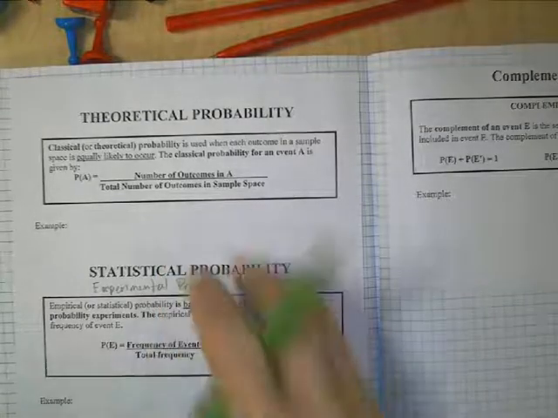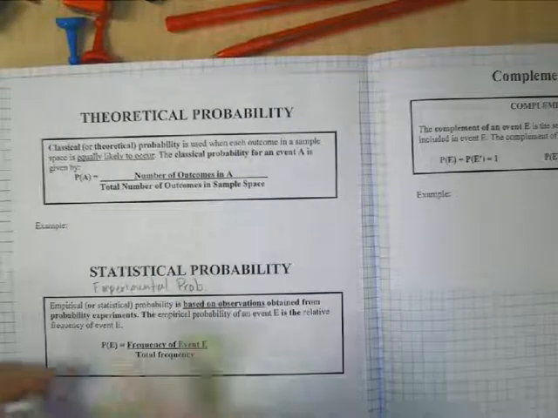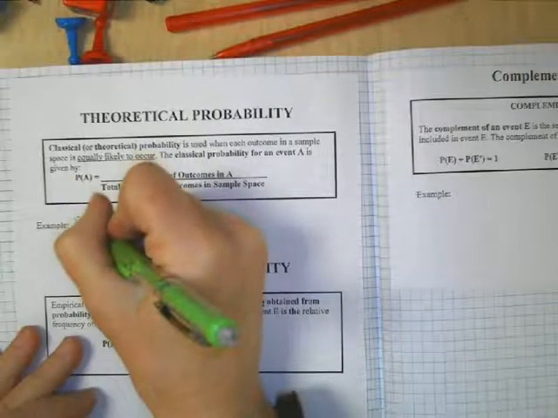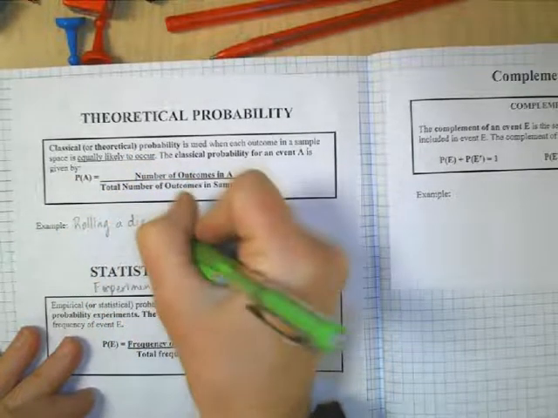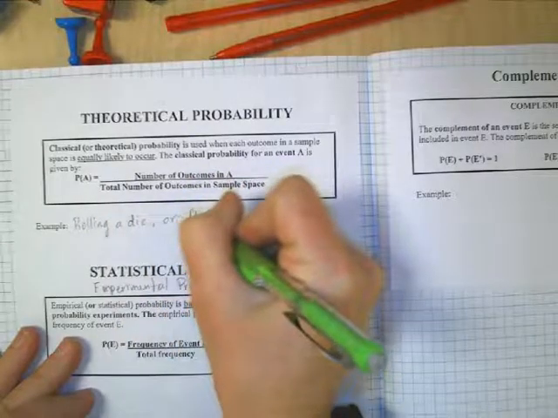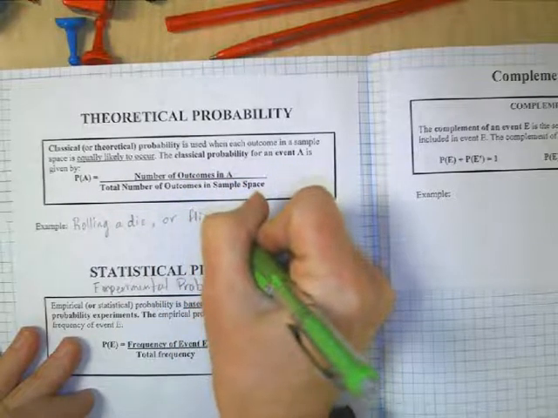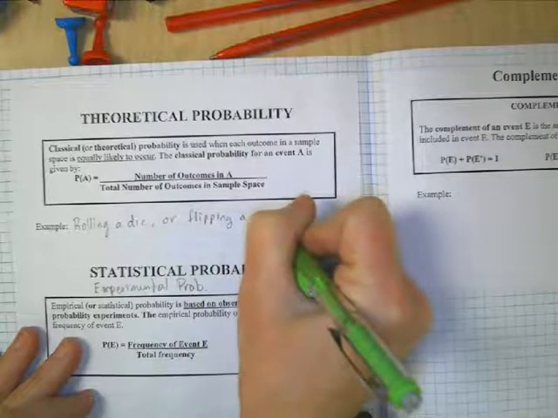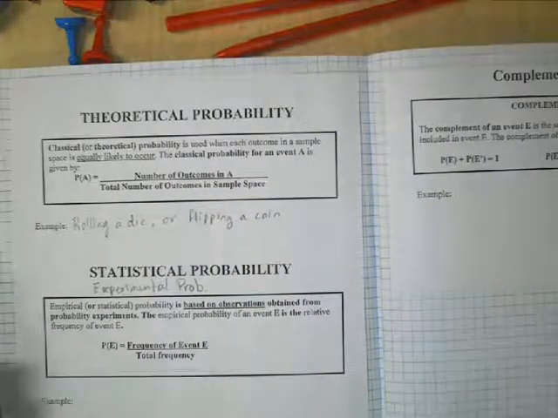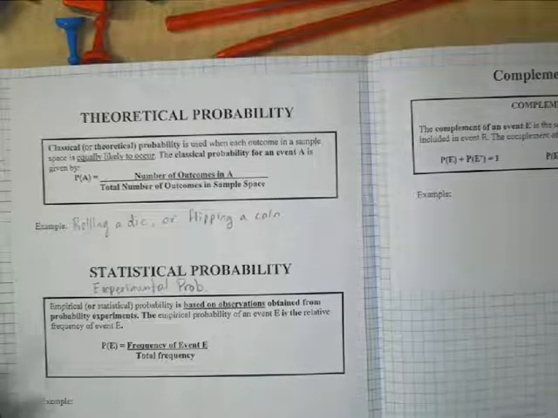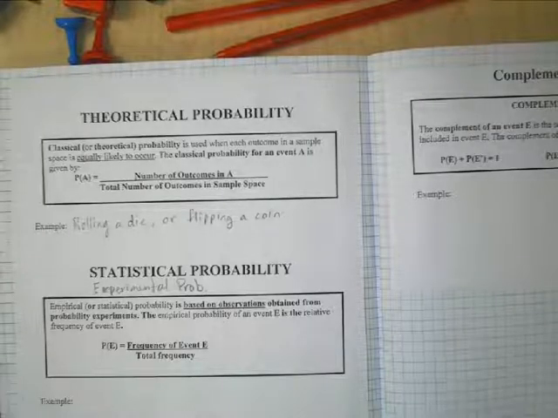An example of theoretical probability would be rolling a die, or flipping a coin. If you flip a coin, there are only 2 things that can happen. It can land on heads or it could land on tails. You might argue it could land on its side, but that generally doesn't happen very often. In theoretical probability, we do not consider that a possibility.